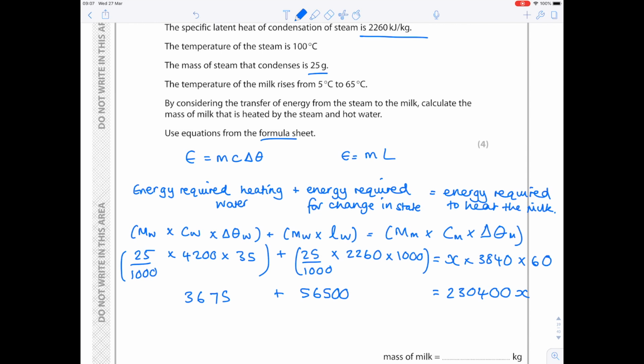Again, tidy up the left-hand side. Tidying up the left-hand side gives us 60,175 equals 230,400 X. Divide both sides by 230,400 to get X equals finally 0.26 kilograms. And honestly, I can't see anyone really getting that question right, so try not to panic too much. There's plenty of other available marks on the paper.